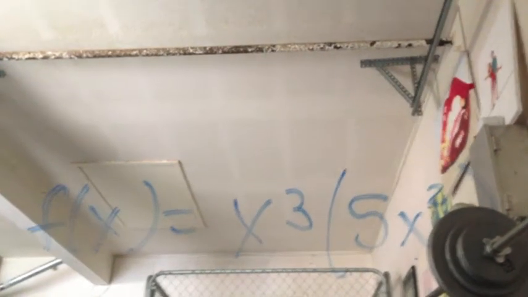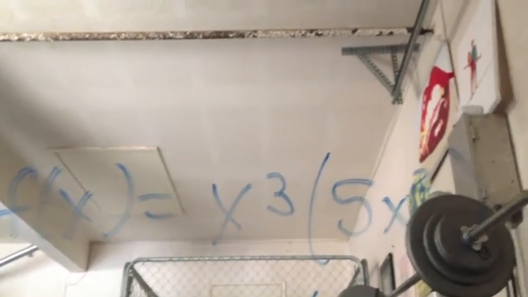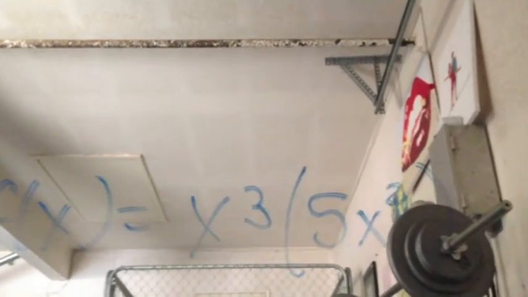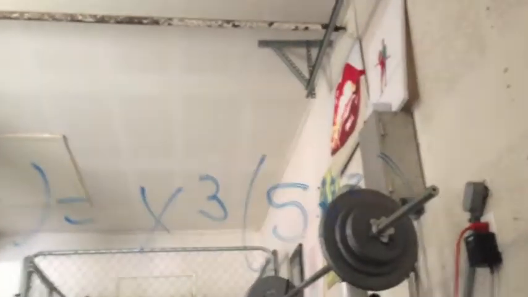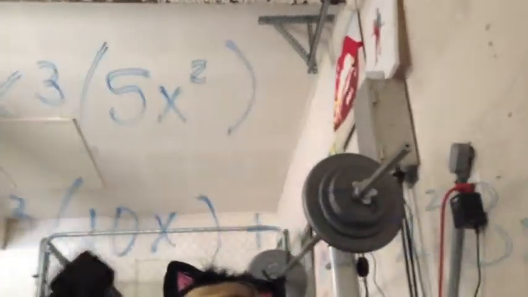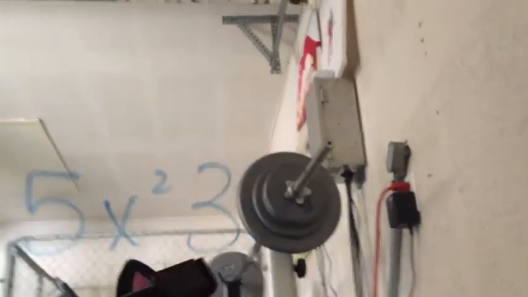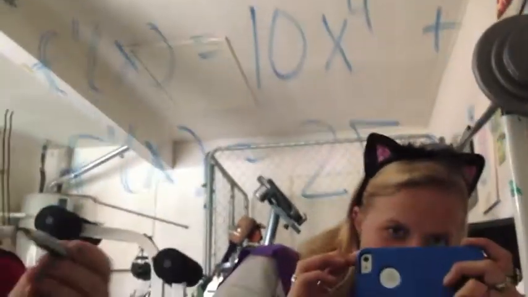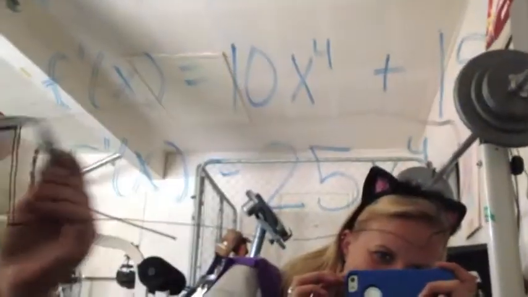For example, f of x equals x cubed times 5x squared. We start by taking a, x cubed, and b, 5x squared. Then we get x cubed times 10x plus 5x squared times 3x squared. And our final derivative equals 25x to the 4th. Class, time for you to do example number 2.